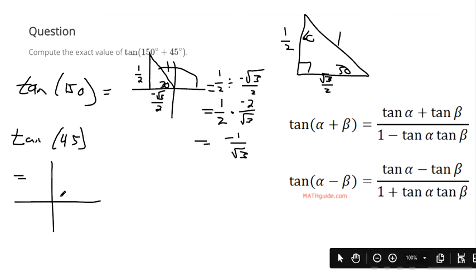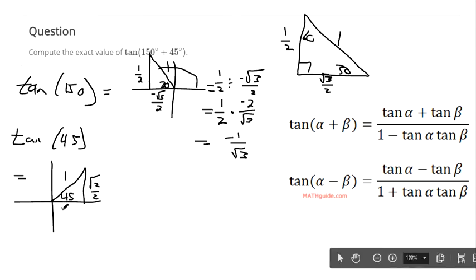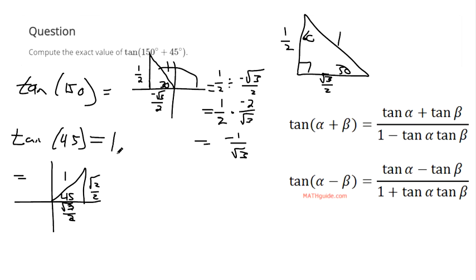You might already know the answer to this one, but tangent of 45, draw your reference triangle. The 45 triangles have square root of 2 over 2 for the non-hypotenuse sides. So the opposite divided by the adjacent is just 1. So that'll be nice. Okay, so this is like our alpha, this is like our beta. Let's plug them into this formula where we see them.